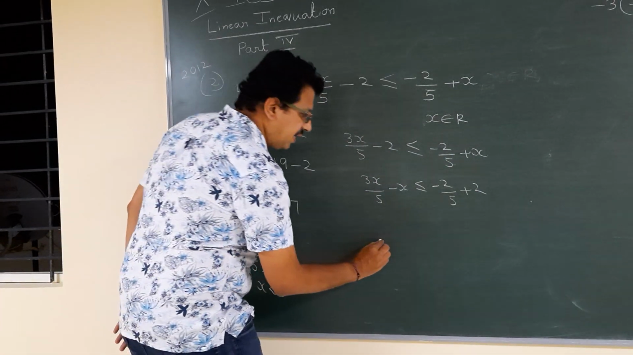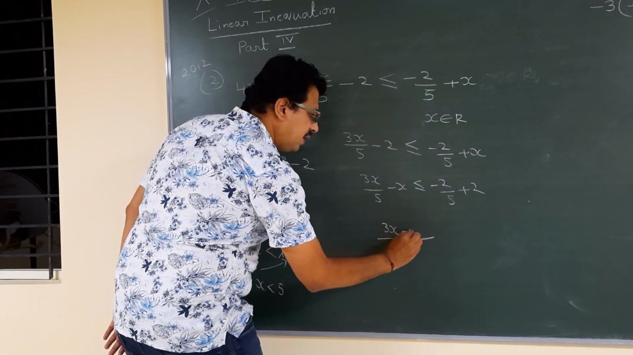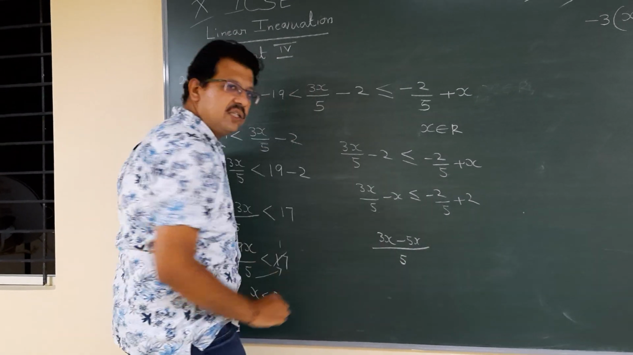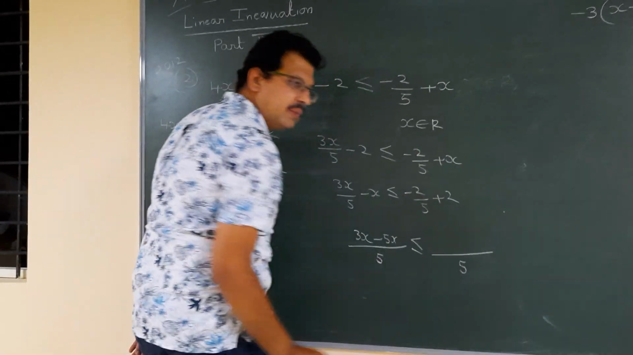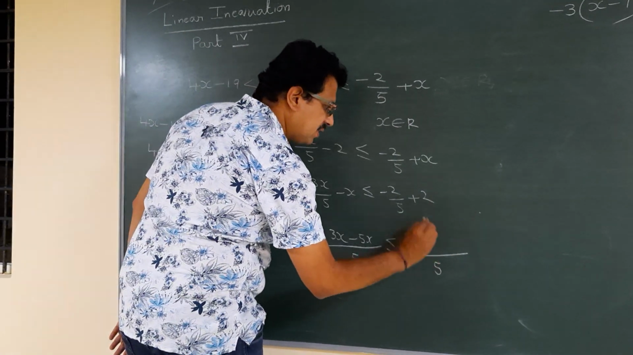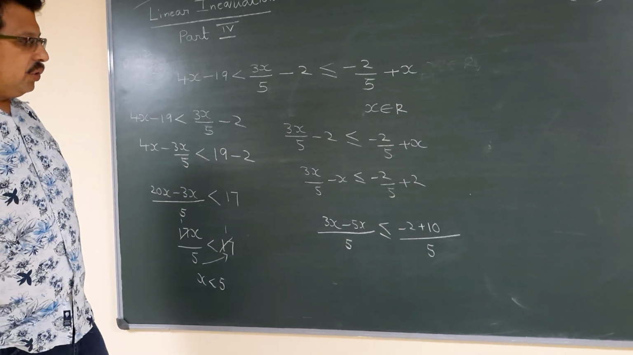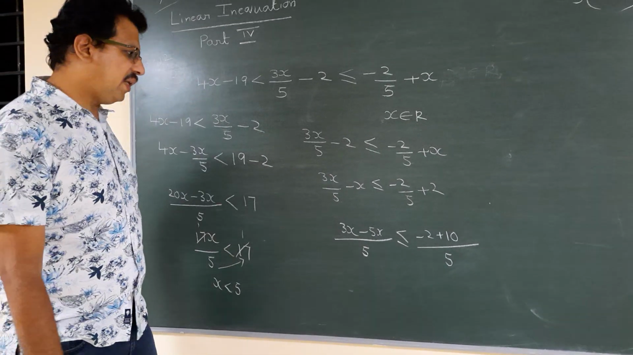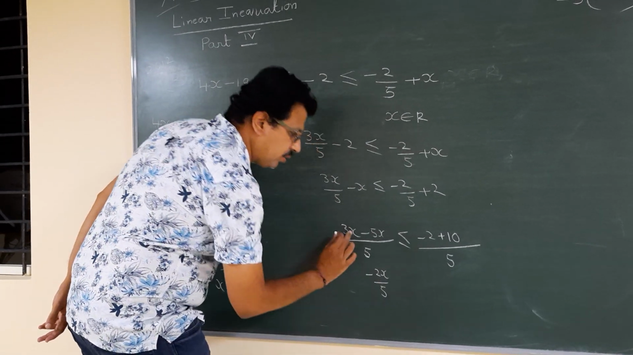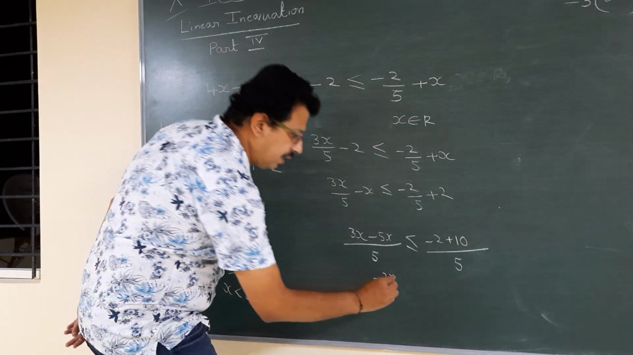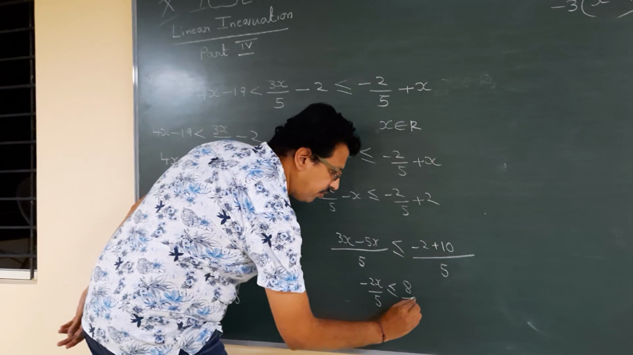So again 5 is the LCM. So it's going to be 3x minus 5x. 5 into x is 5x, less than or equal to, here also 5 is the LCM, minus 2 plus 5 2s are 10. So 3x minus 5x is minus 2x by 5 less than or equal to minus 2 plus 10 is 8, 8 by 5.